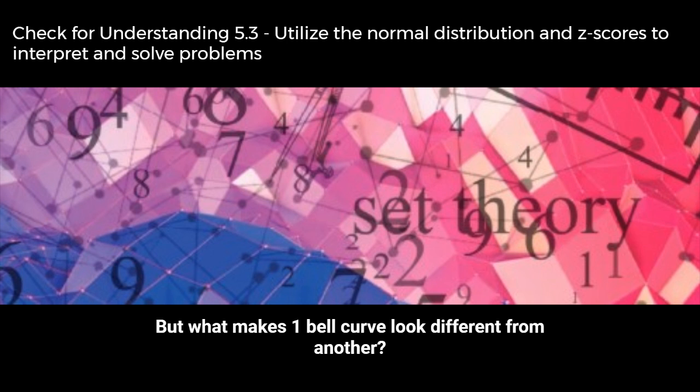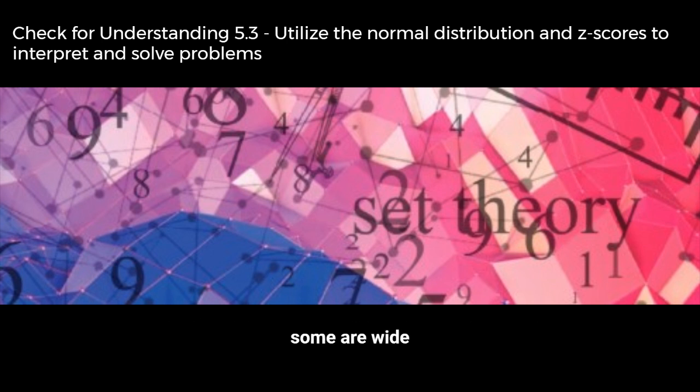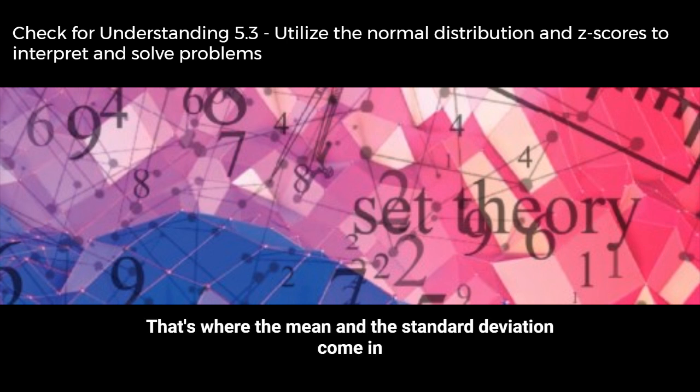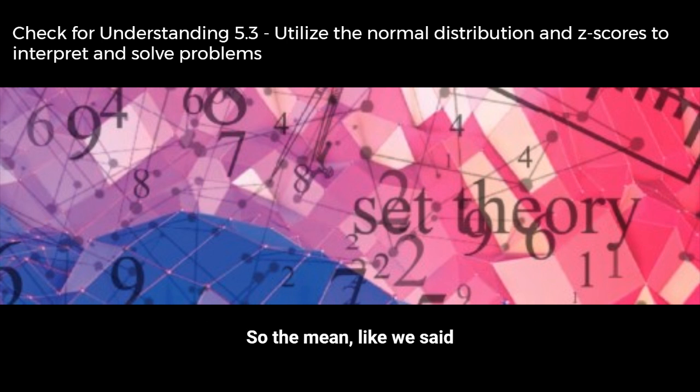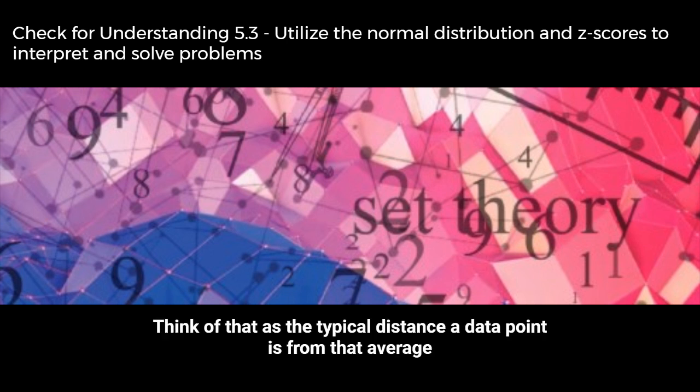Makes sense. But what makes one bell curve look different from another? Some are narrow, some are wide. What's up with that? Great question. That's where the mean and the standard deviation come in. So the mean, like we said, tells you where the center of that bell curve is on your graph. But the standard deviation, think of that as the typical distance a data point is from that average.